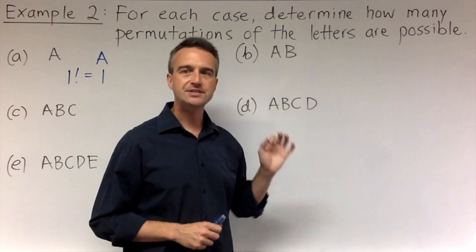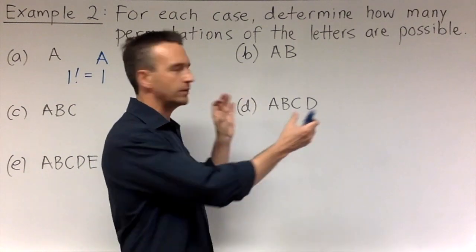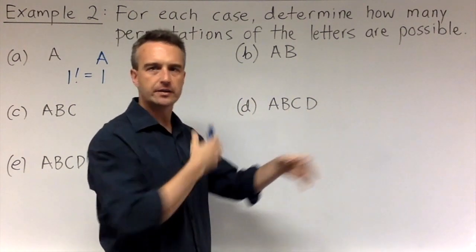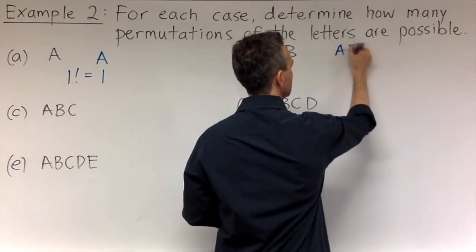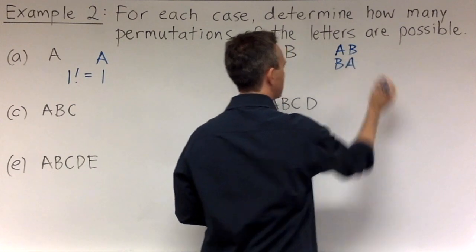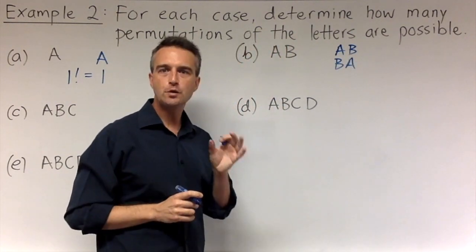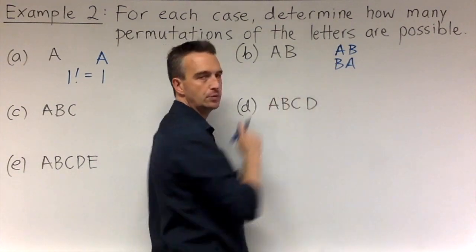Let's now look at B. How many permutations are there for the two letters AB? Well, you've got A on the left, B on the right, and then B on the left, A on the right. 2 permutations are possible. Does our factorial formula give us the same answer? 2 objects in a row, factorial 2, which is 2. 1, 2. That agrees.